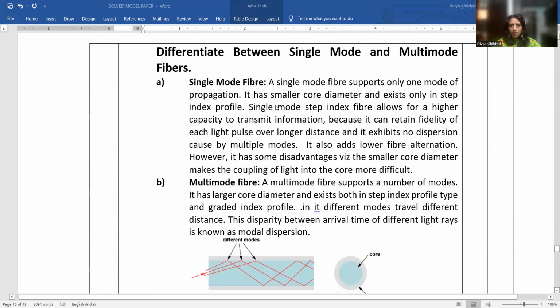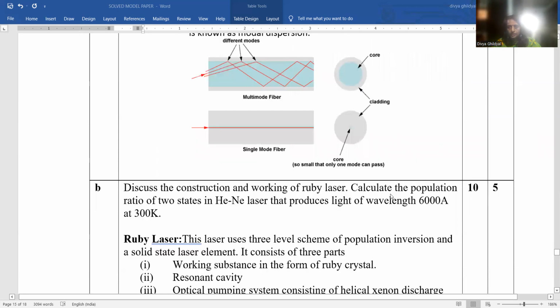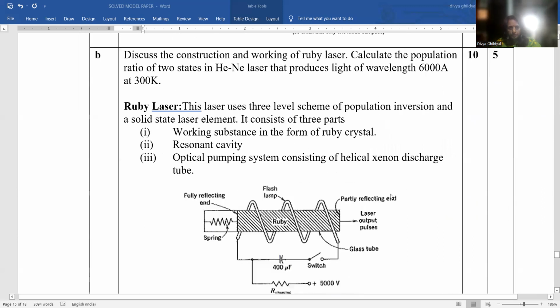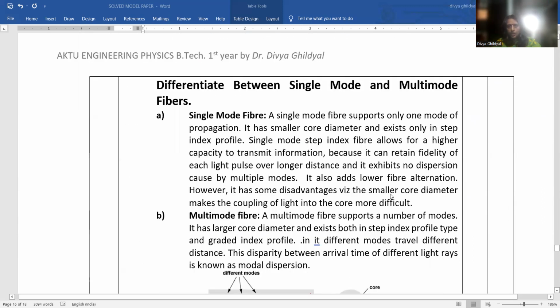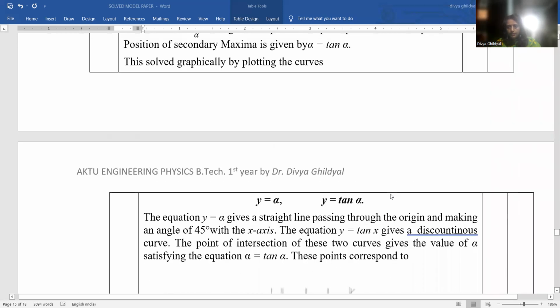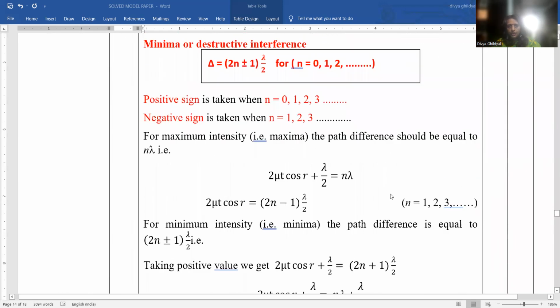The next question is on single mode and multi-mode optical fiber. That means it will be the laser and optical fiber unit, unit 5. So I am getting a choice in the question. I have to answer any 3 of the following. Sorry, this is section B. Okay, so I am getting a choice: either I will pick up laser or I will pick up optical fiber. Next, I will pick up my section for what they are asking in 4, that is wave optics.